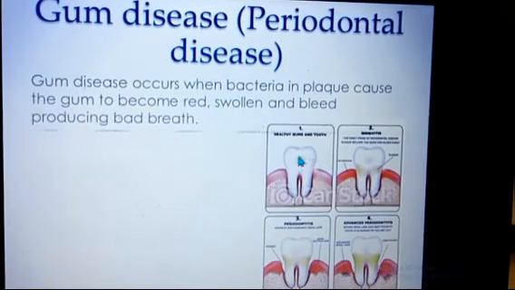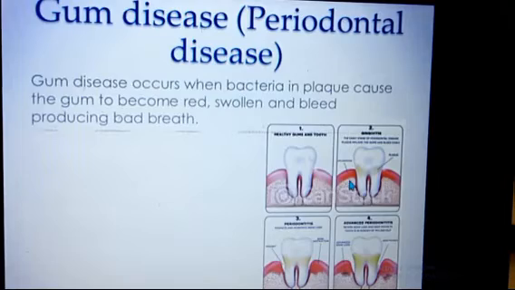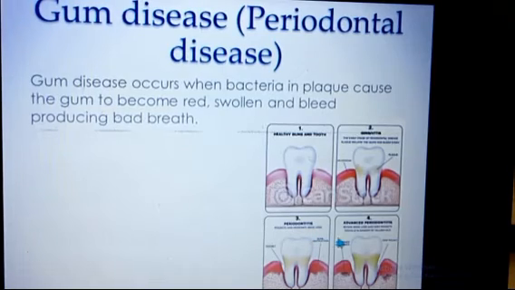So now these are various stages of it. So this is a healthy tooth with a healthy gum. So at this stage, we call this one gingivitis. From gingivitis, it goes to periodontitis. Okay, and then we come to advanced periodontitis. So you can see the gum leaving the tooth, and look at the color, the plaque there.